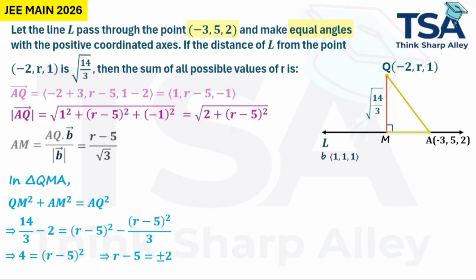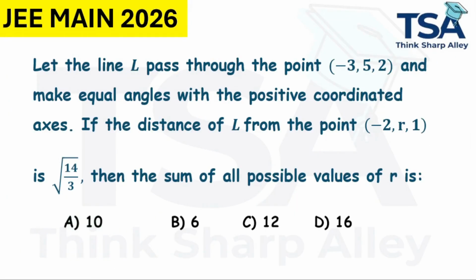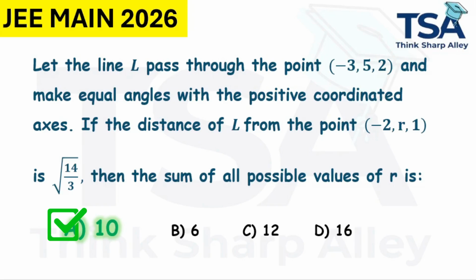That means it splits into two beautiful clean equations. One, r - 5 = +2. Another, r - 5 = -2. That gives me r equal to 7 or 3. Now the question asks for the sum of all possible values of r. So we just add them up. We get 7 + 3, which is equal to 10. So for this question, option A is our final answer, absolute lock.